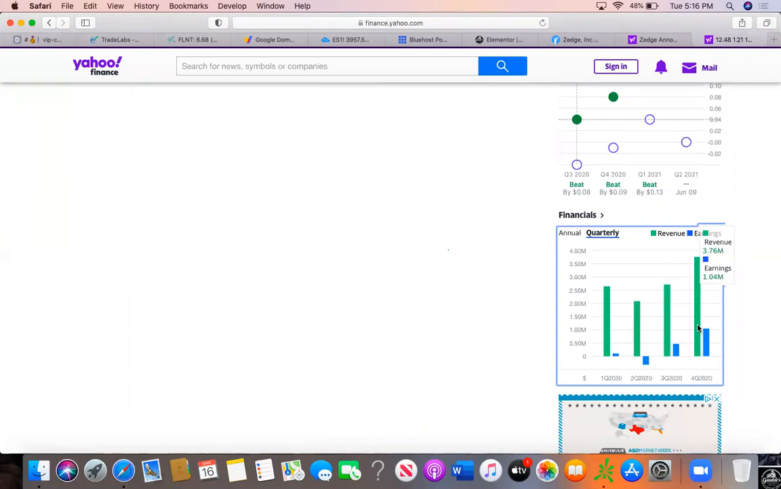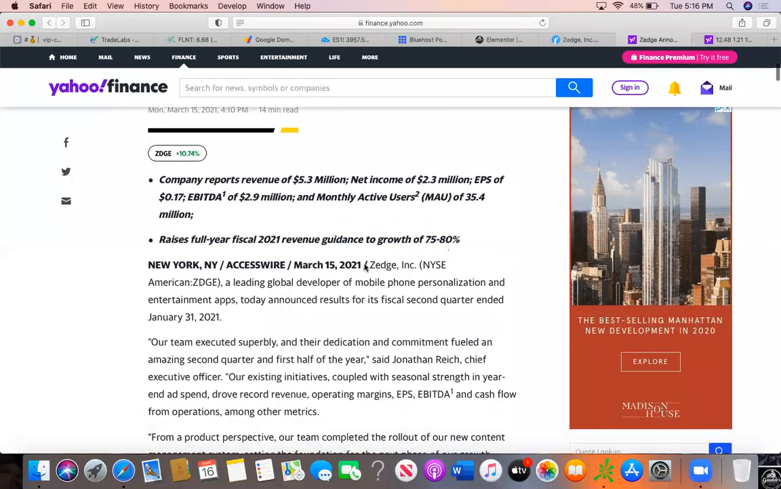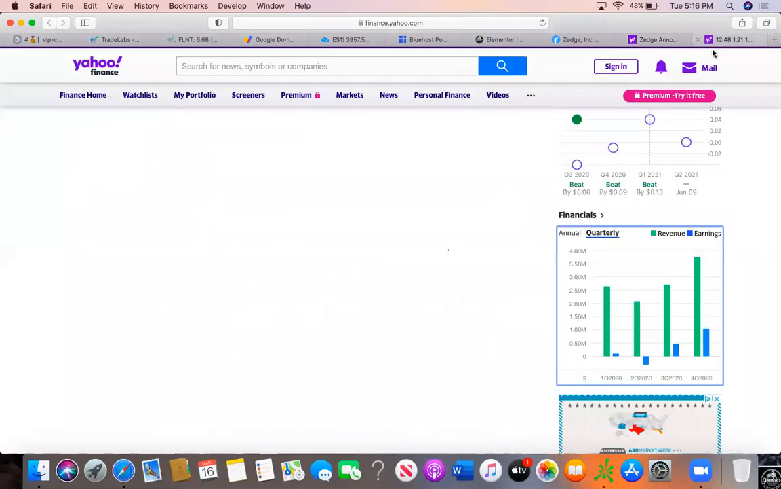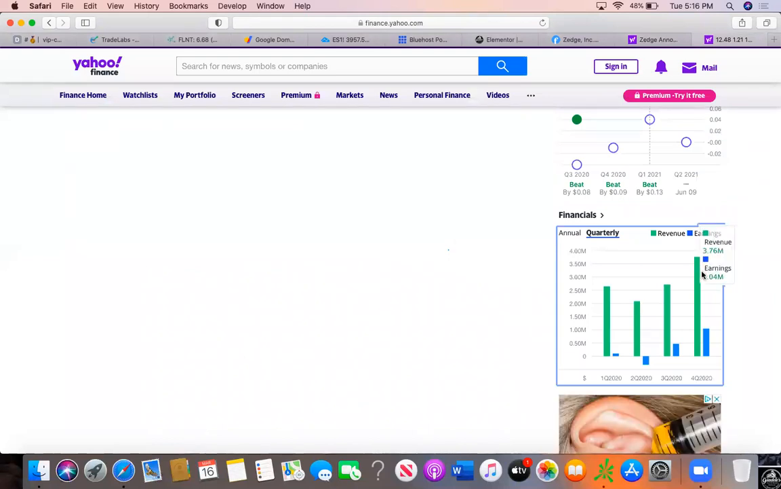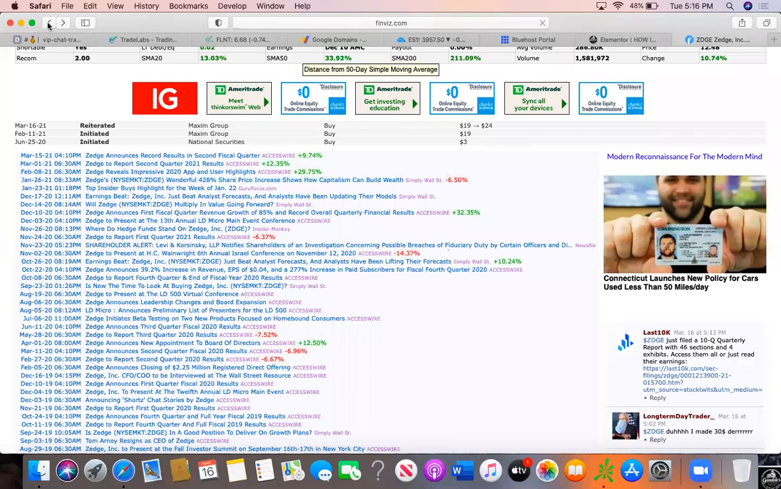So they had last quarter being 3.76 mil and 1.04 in earnings, and the earnings itself was 5.3 million. So they increased that by like 1.4 million, 1.6 million, and the earnings increased by 1.3 million, 1.2 million. So big increases there, which is good to see, and that's a good thing for a growth name. And we'll go back and look at some other ones too.